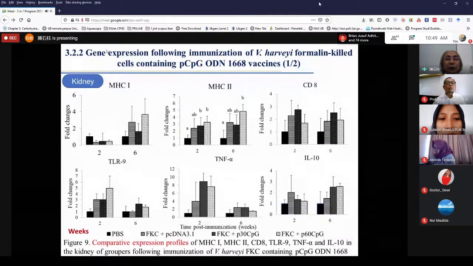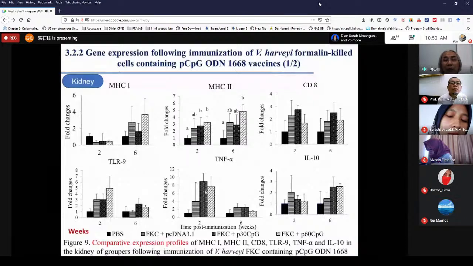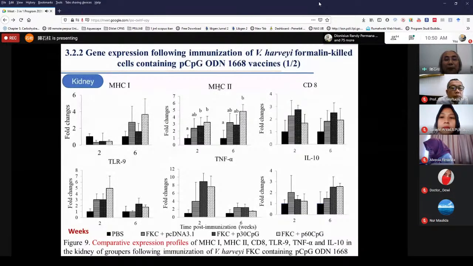So this is the kidney gene expression following immunization with the Vibrio harveyi formalin-killed cell containing the CpG. Okay, so in the kidney, we take samples at 2 week and 6 week. And we measure MHC1, MHC2, CD8, TLR9, TNF alpha, IL-10. After checking the gene expression, there is increased gene expression of MHC2 and it is also significant. They also increase TLR9 gene expression.